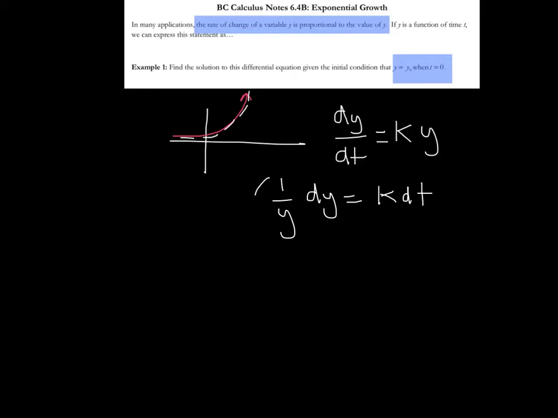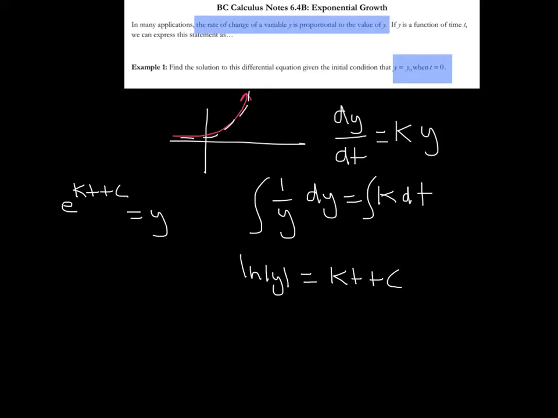And now we're going to integrate both sides. We're going to integrate the left side, and we're going to get natural log of the absolute value of y. And we're going to integrate the right side, and we're going to get kt plus a constant. And then we're going to have to do this around the world thing. Hopefully you're pretty familiar with this because we've done this several times. We're going to rewrite this out of logs. So that's going to give us e to the kt plus c equals y.